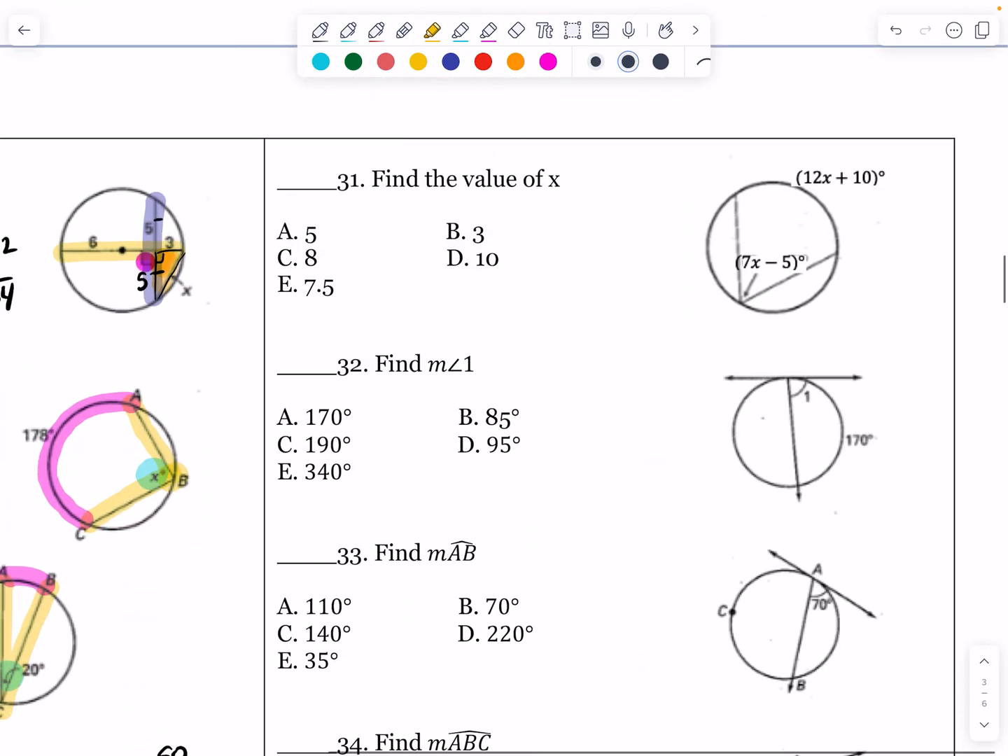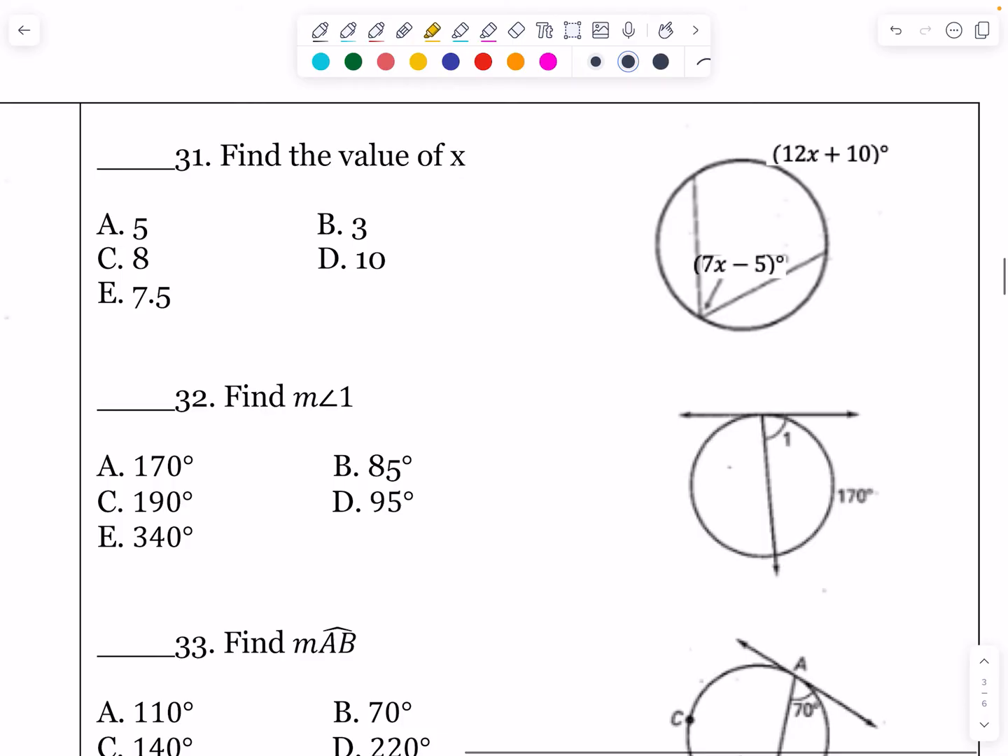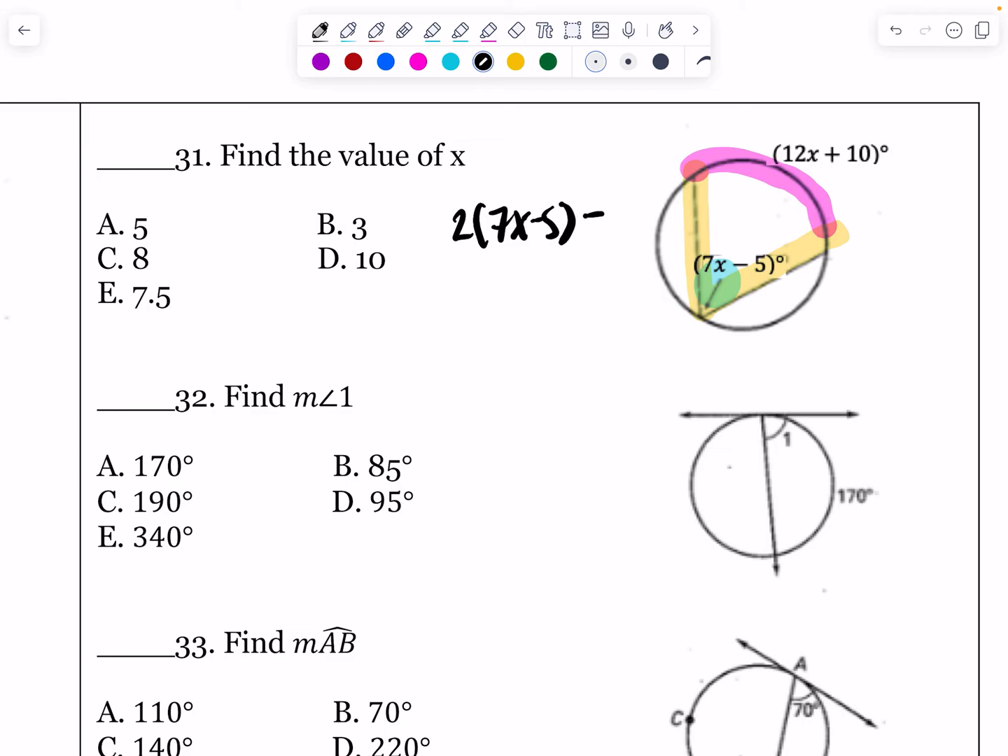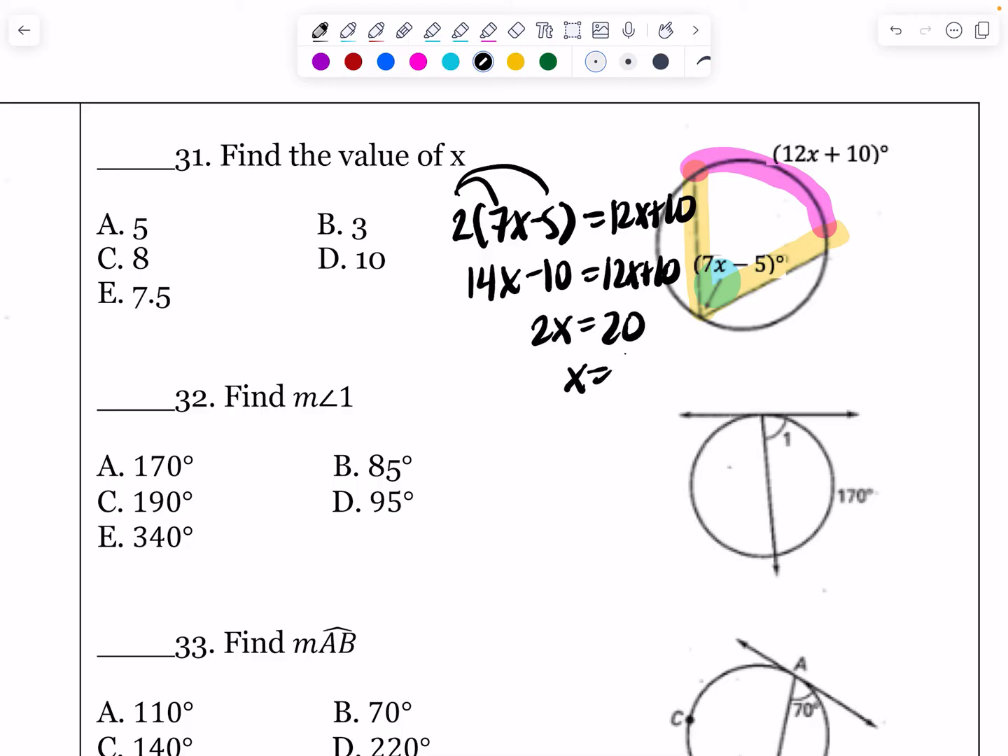All right, so a few more circle problems. It wants to find the value of x. Well, this is an inscribed angle. We know that this arc is going to be double the angle. So I'm going to do 2 times the blue: 2 times 7x minus 5 should be equal to 12x plus 10. So we'd use the distributive property. We'd get 14x minus 10 equals 12x plus 10, and we're going to get 2x equals 20. What is x? 10.